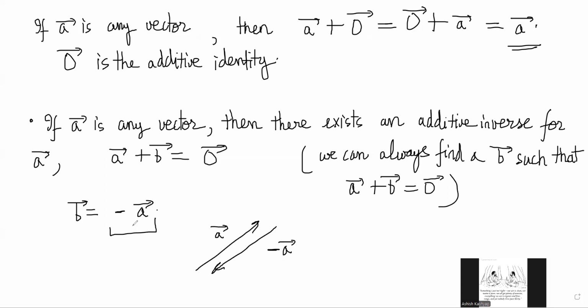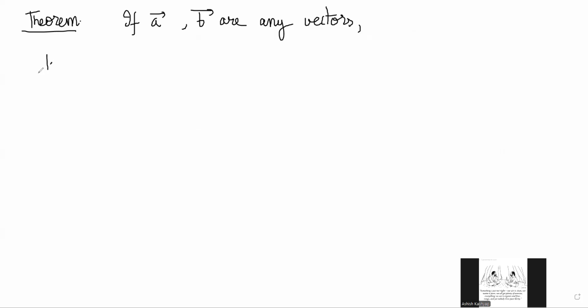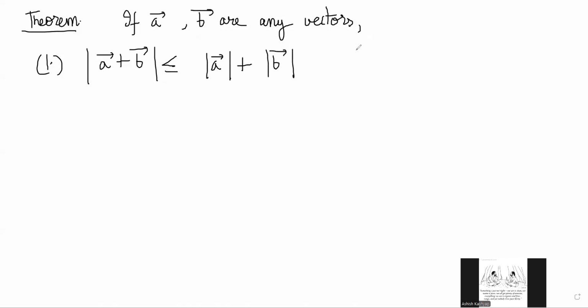Okay. Now we come to some of the more important ideas. So this theorem is very important. It says if A and B are any two vectors, then first of all, mod of A plus B is less than equal to mod of A plus mod of B. This is the basic triangle inequality.